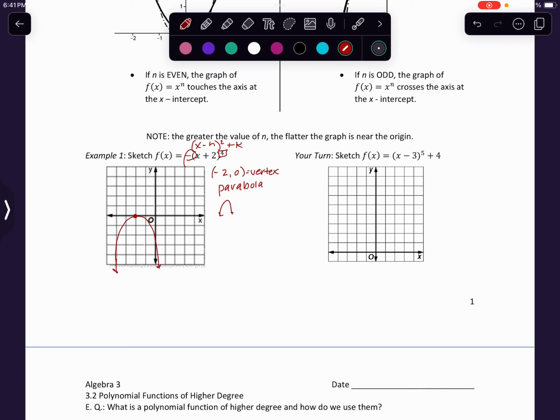Remember, like I said, we're just doing a sketch because we're going to get into a little more detail in a bit. All right, so pause the video, take a moment, try the your turn, list all the things we did off to the right, and then come back and check and see if you agree.